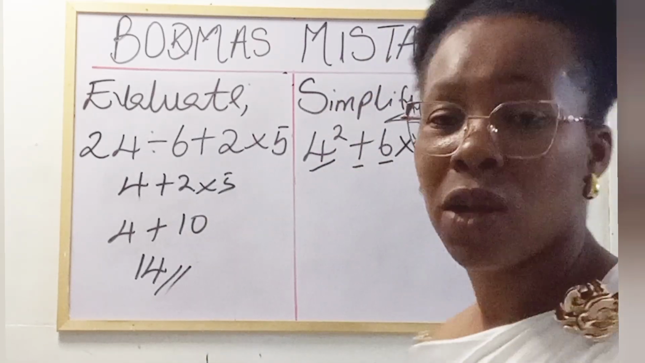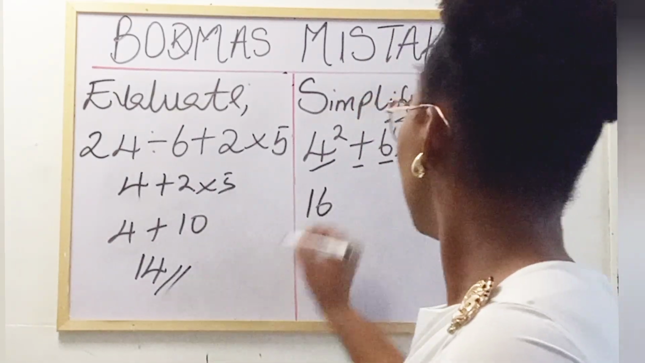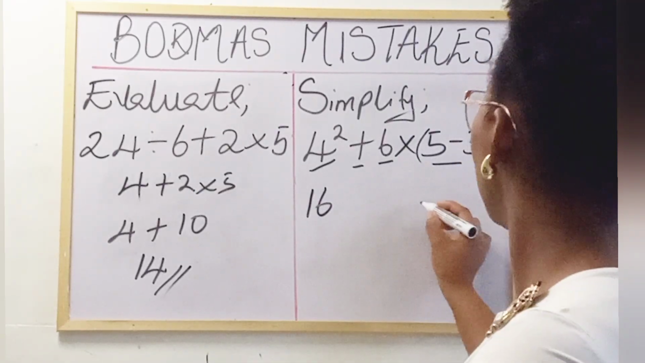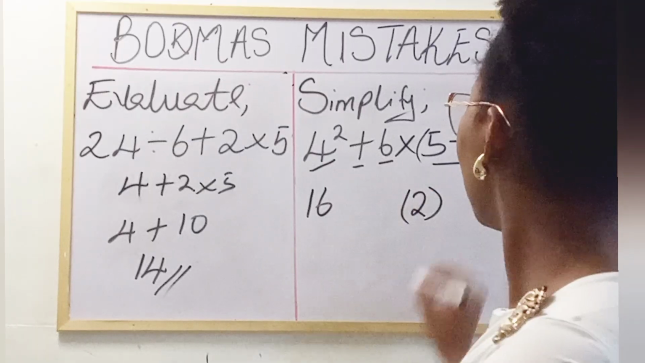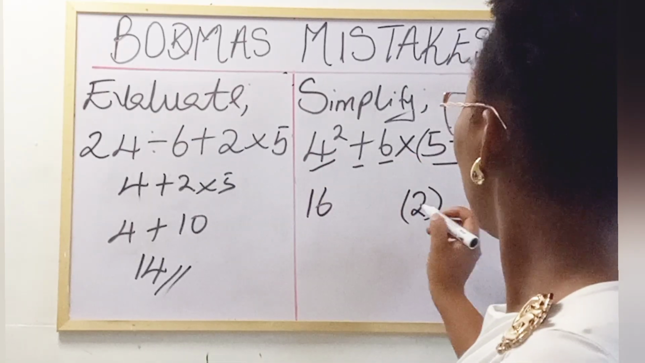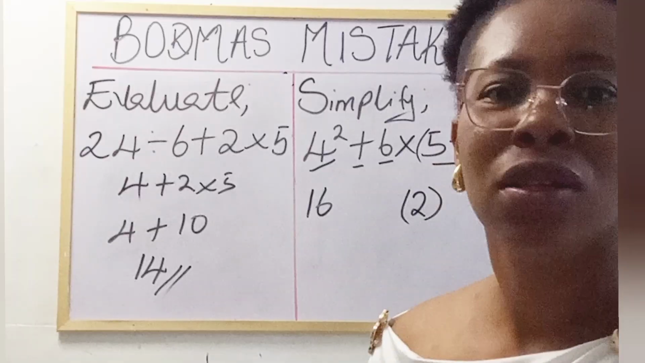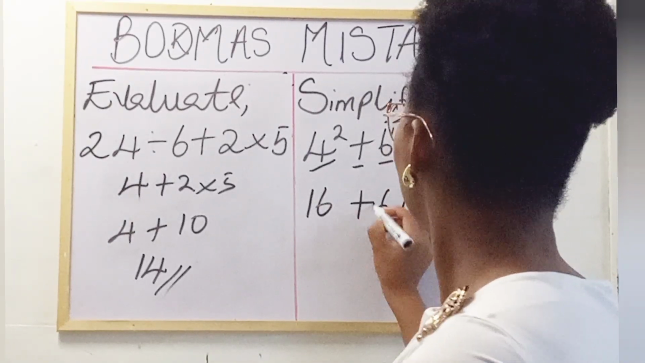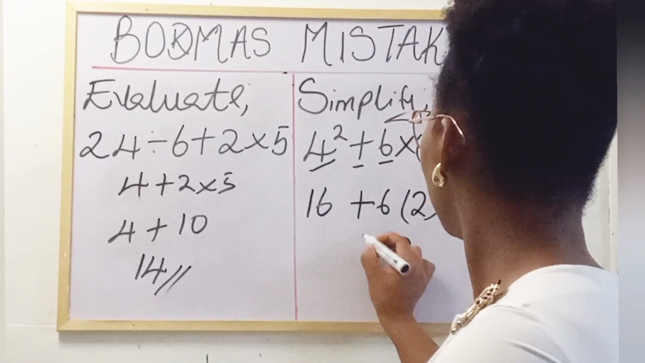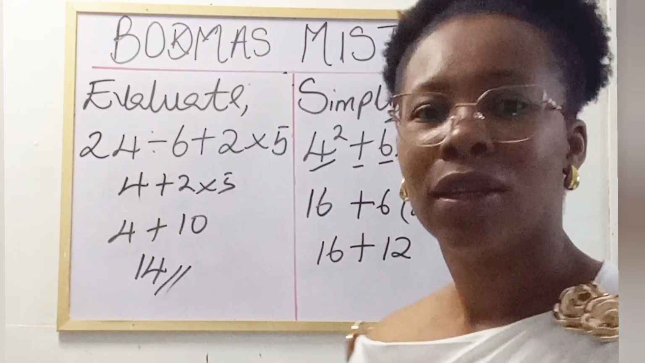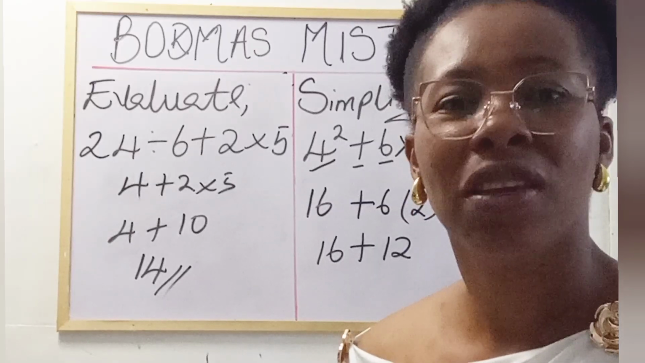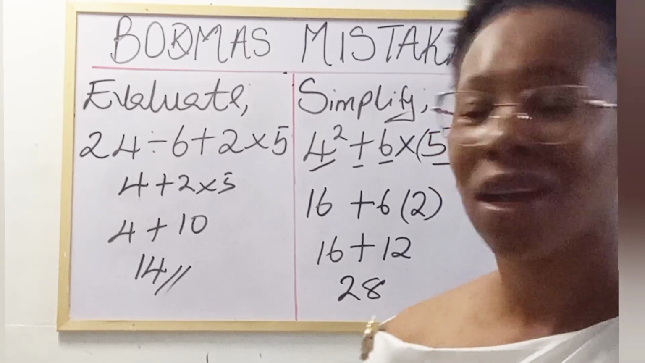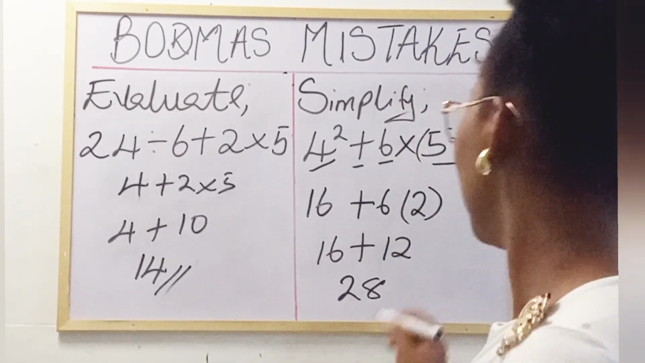So 4 squared will give you what? 16. Second one will be the bracket. 5 minus 3 will give you what? 2. 6 multiplied by 2 will give you what? 12. 12 plus 16 will give you what? 28. So the right answer to this particular problem is 28.